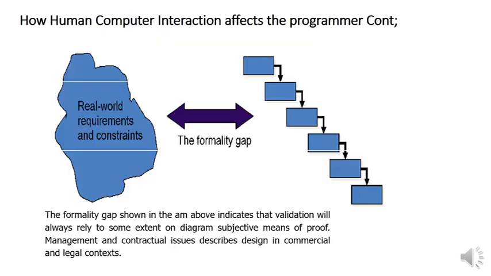Then how the computer interaction affects the program. Requirements and then constraints, then the formal gap, and then follow the waterfall model. The formal gap shown in the diagram indicates that validation will always rely to some extent on subjective means of proof. Management and contractual issues describe design in a commercial and legal context.